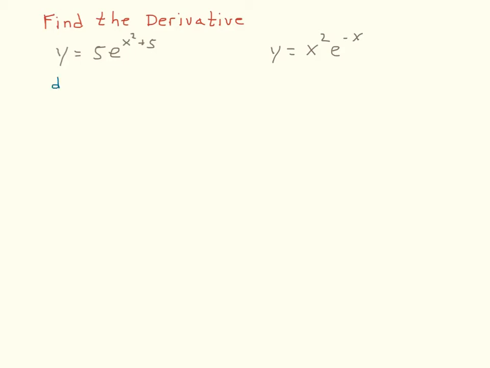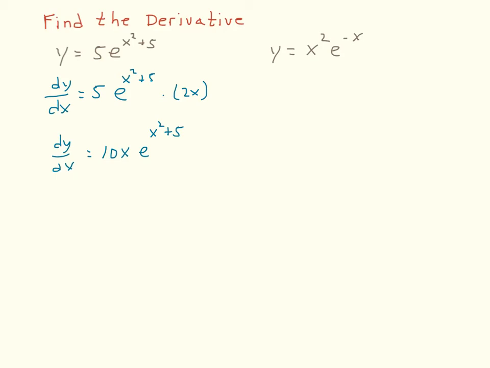I know that dy dx, because this 5 here is a constant, is going to be 5 times e to the x squared plus 5 times the derivative of the exponent. Well, the derivative of x squared plus 5 is 2x. And so in this case, dy dx for 5 e to the x squared plus 5 is going to be 10x e to the x squared plus 5 power.